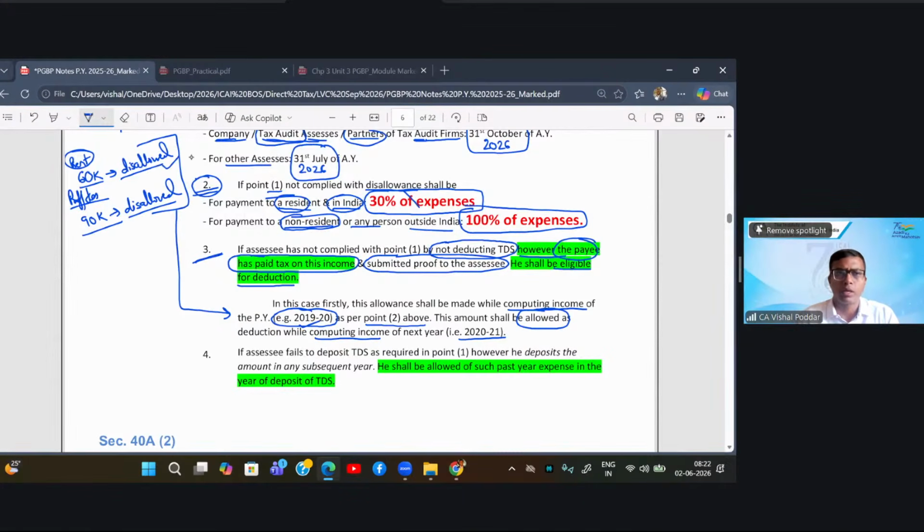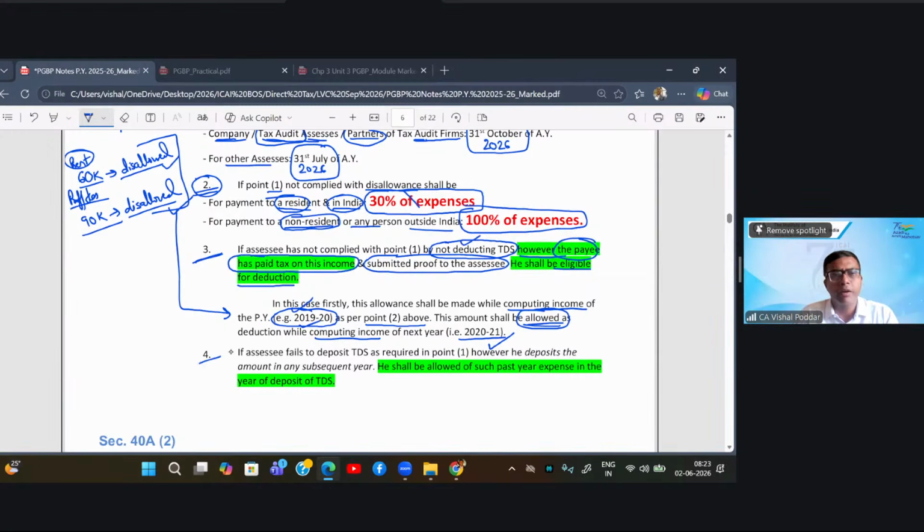So you have disallowed 30% for Indian payments and 100% for foreign payments. This you have disallowed in the original financial year. But in the next financial year, once you get the proof of my making payment of tax, you can claim back the amount. So the amount which was disallowed, you can now claim as deduction in the next year. So the first relaxation is for the first condition where you fail to deduct TDS.